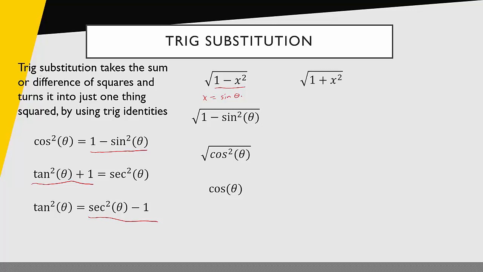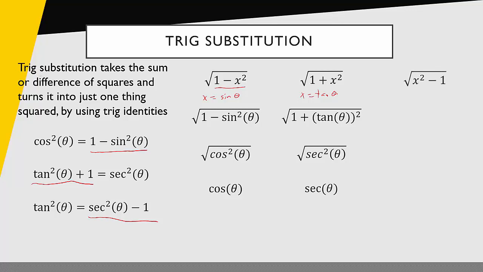And what if I had something like 1 plus x squared? Well, that kind of looks like that tangent squared plus 1, right? So in this case, I'd want to let x equal tangent of theta. And if I replace the x with tangent of theta, I get 1 plus tan squared, but my trig identity says that's equal to secant squared, which once again helps me simplify this radical, or maybe some other problem helps me simplify a fraction as well.